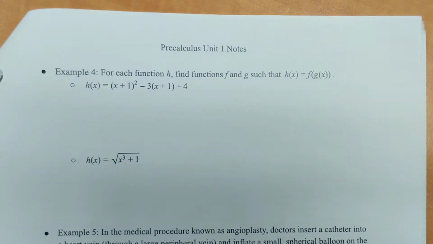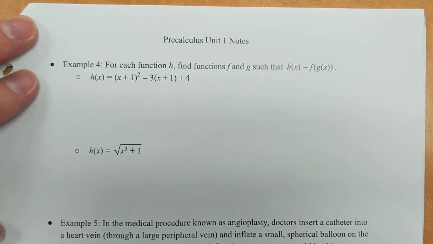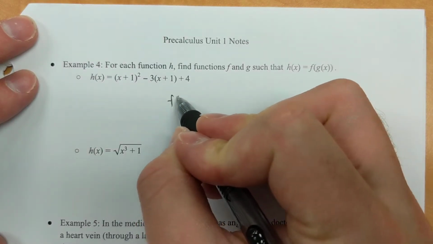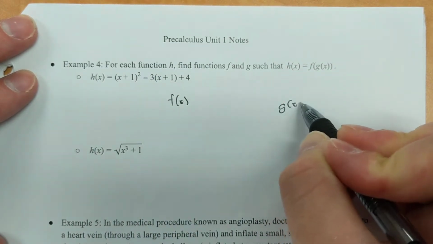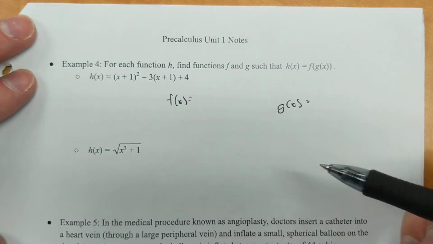Okay. Example 4, for each function h, find the functions f and g so that h of x is equal to f of g of x. So we're undoing the stuff we did before. So we have some function f of x. We have some function g of x. So g of x is what got plugged into f of x.